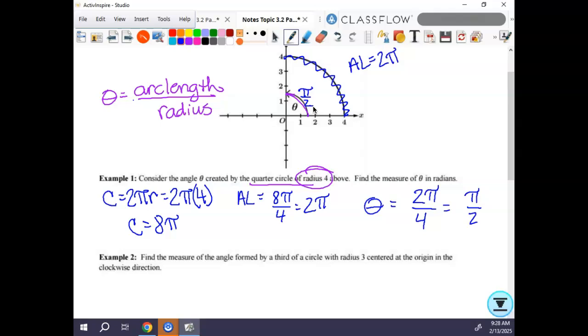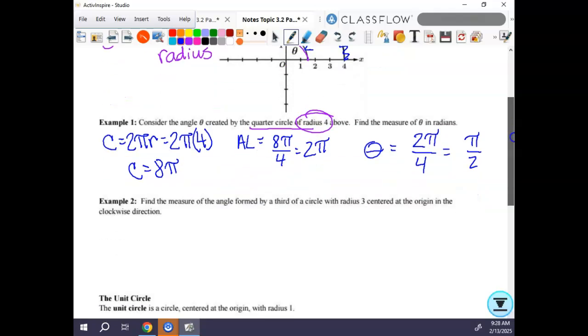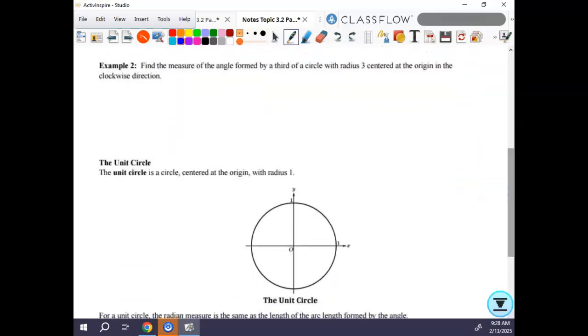Okay, let's do another one. It says to find the measure of the angle formed by a third of a circle with radius 3, and this says in a clockwise direction. So in the end, my angle is going to be negative. I don't have to worry about it till the end. But I need my circumference. That is 2 times pi times the radius, which is 3. So that gives me 6 pi.